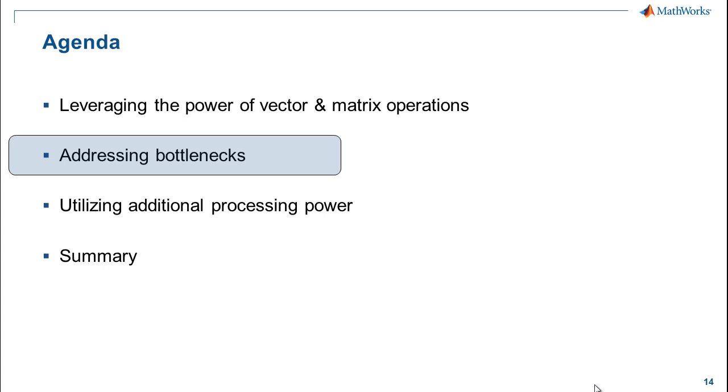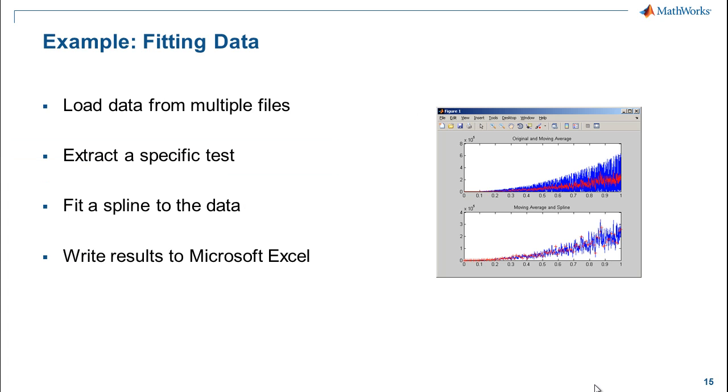You have to identify your bottlenecks. You have to identify the portion of your code which is taking the most time to execute, which is slowing down your application, and you have to address that. You have to put your efforts in there. So we are going to look into how you can use the MATLAB Profiler to do that.